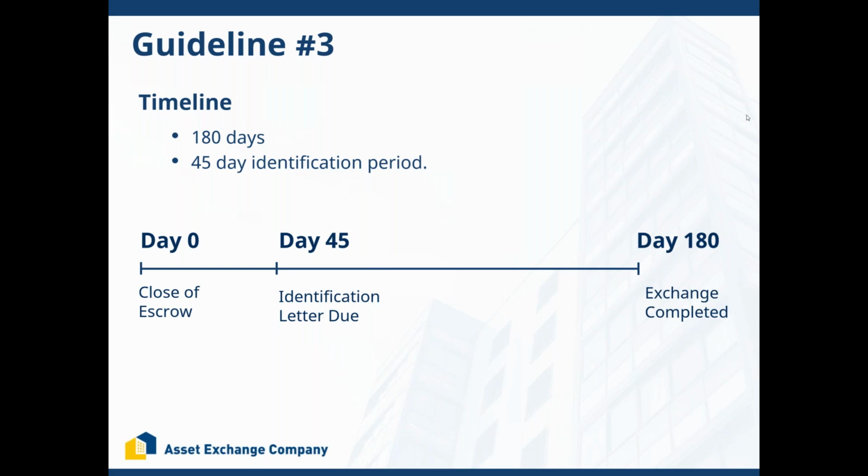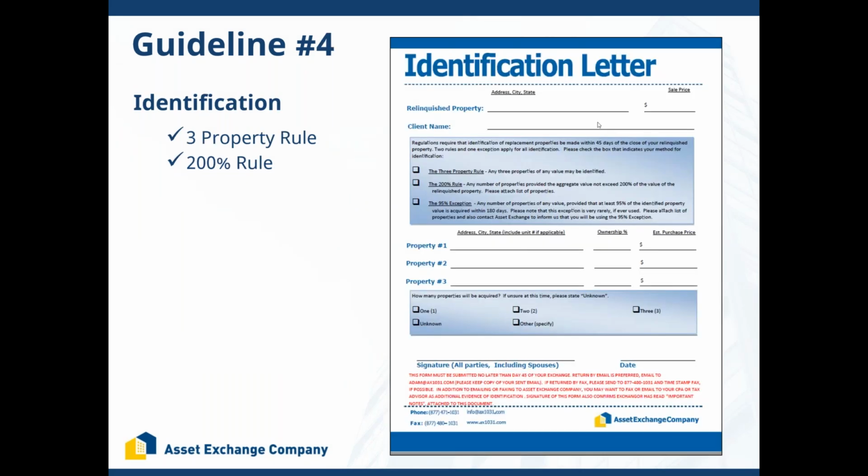Now, how do you do that? Well, identification is done pretty simply. You identify using an identification letter. Now, my company is going to provide you with that letter. So on day 45, you're going to fill out this letter and you're going to nominate your properties that you're thinking about exchanging into. You're going to sign and you're going to date this letter. And then when you identify the properties that you're going to exchange into, you can only buy properties from that list. So very, very important is knowing how to fill out this letter.